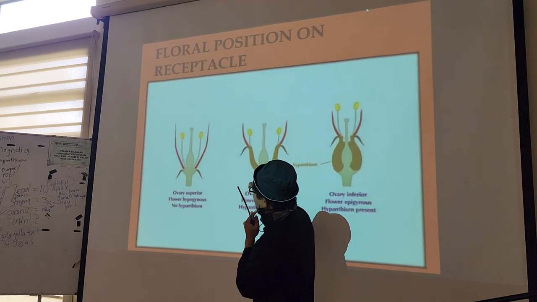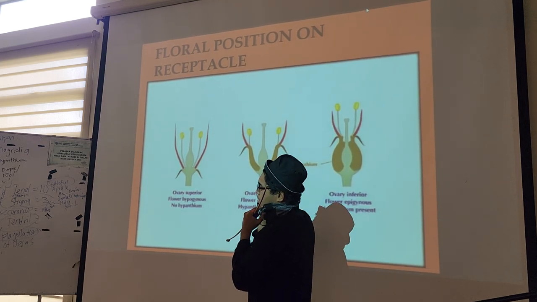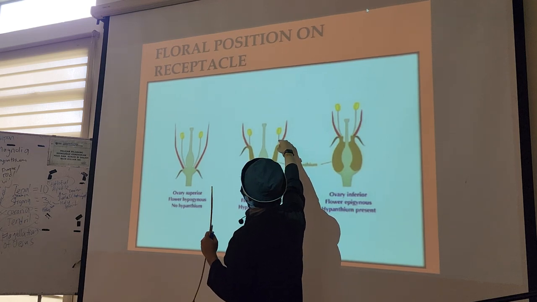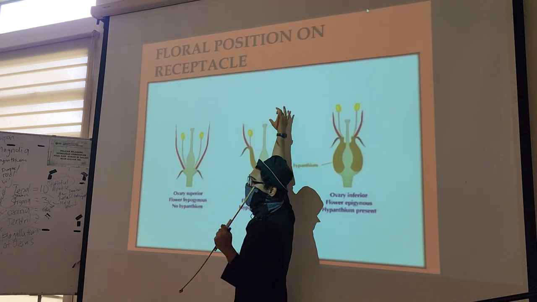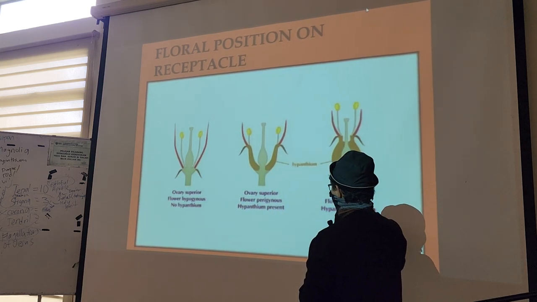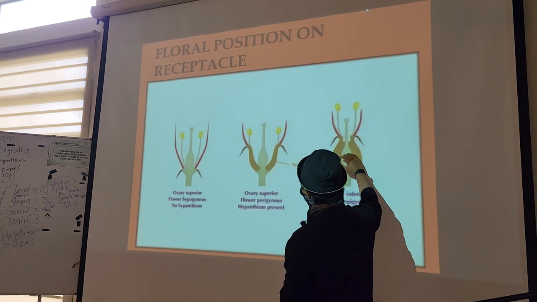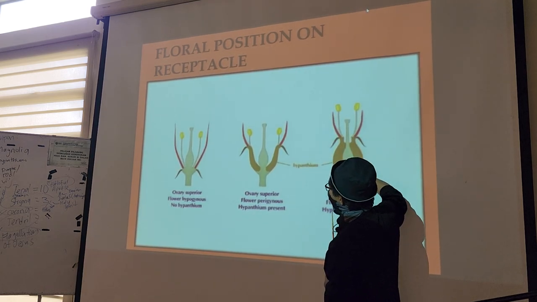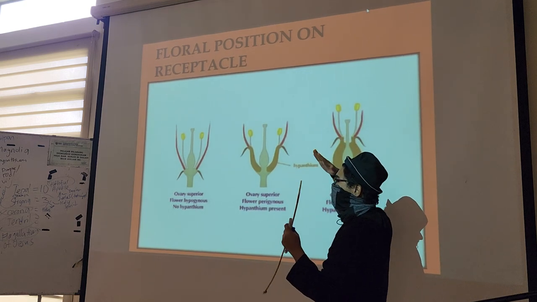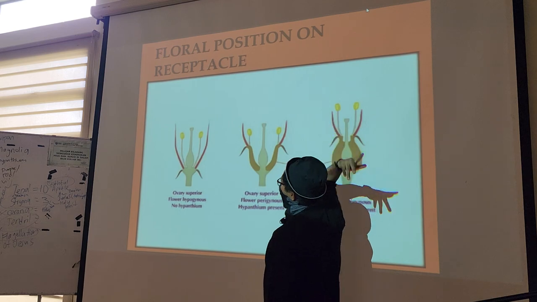This is the beginning of all structures, right? Whatever it is, the ovary is still on top of it, even though at the end, some structures might be slightly higher than it. Okay. Then finally, there is the epigynous. Hypanthium present. So the ovary is hypo, it means below it, and other structures on top of it. Okay, next.